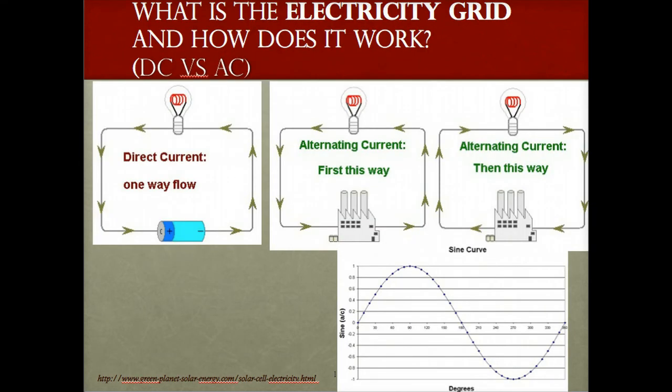Another concept that you won't find in the readings but is important to understand relates to the question, what is the electricity grid and how does it work? The readings and interactive website should help you answer these questions. But one thing they don't explicitly discuss is the difference between direct and alternating current.